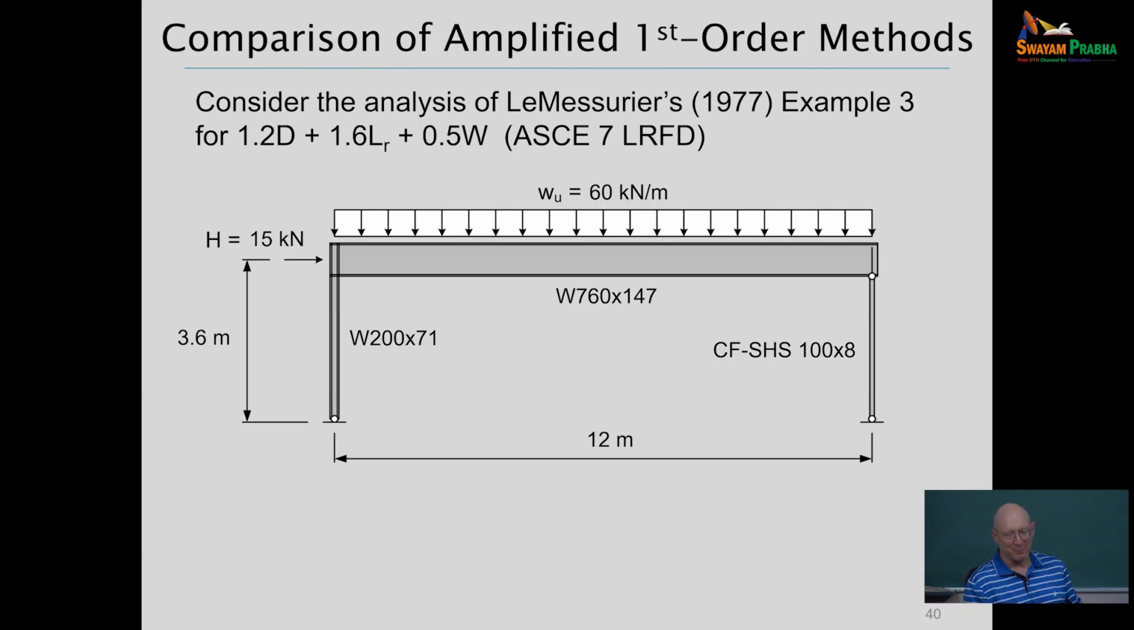It's his third example in his 1977 seminal paper, but converted to where we're using it with an LRFD loading. So it's an ASCE 7 LRFD loading of a maximum roof live load with dead and wind. And so the loads you see here are the factored loadings from that load combination.